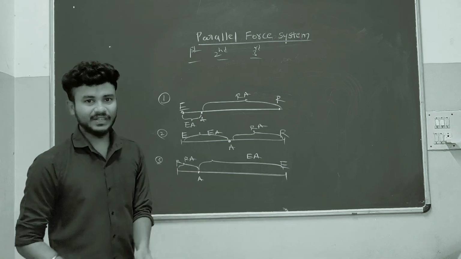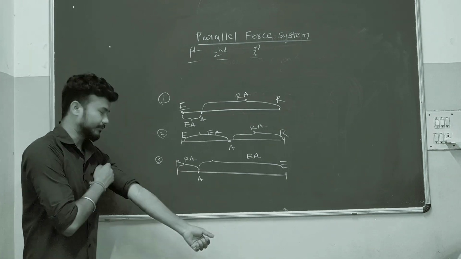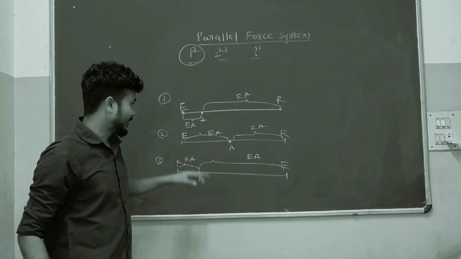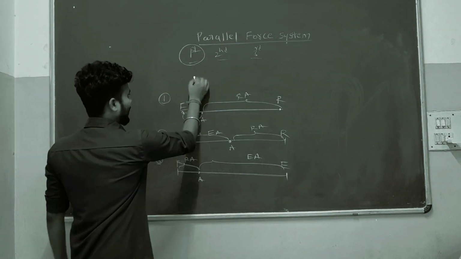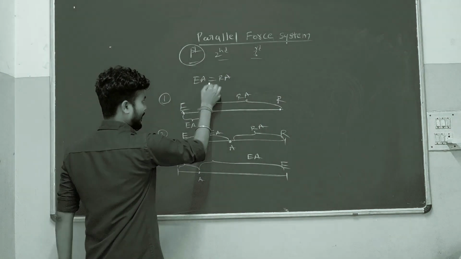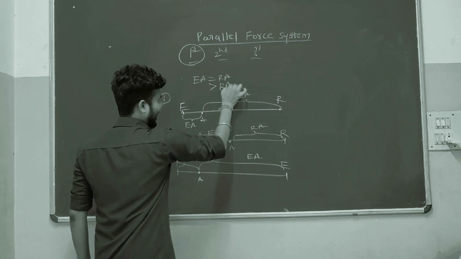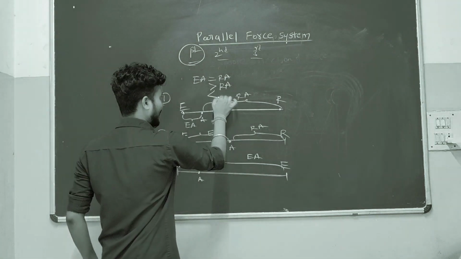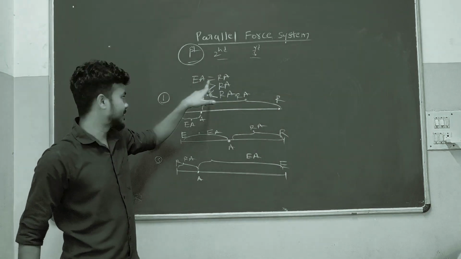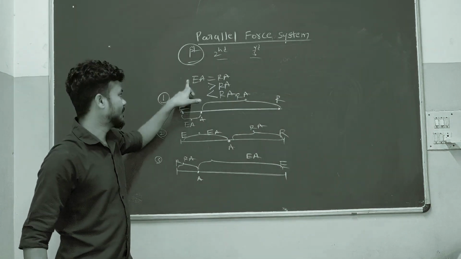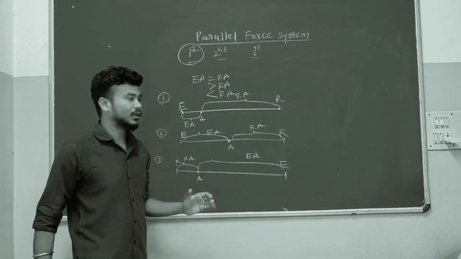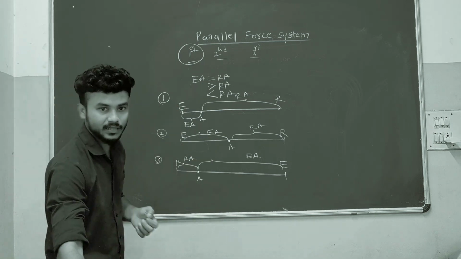So this is the first order lever. In this first order lever, the effect arm may be equal to the resistance arm, or greater than the resistance arm, or less than the resistance arm. So this is the first order lever. So what is the use of this lever?